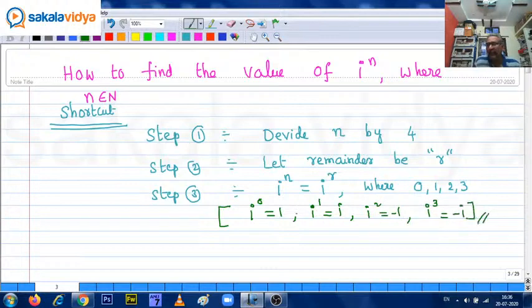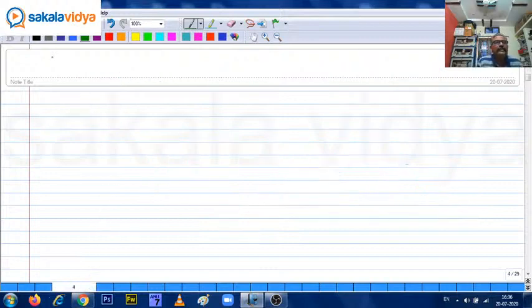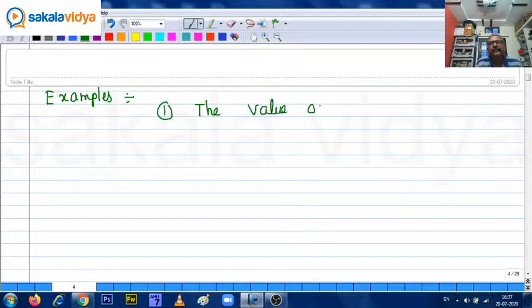These values we need to keep in mind. So that means now I will give some examples. Let us do examples. First one. The value of i to the power of 320. I to the power of 320. So how to find out i to the power of 320? Don't worry. What is the procedure we need to follow?